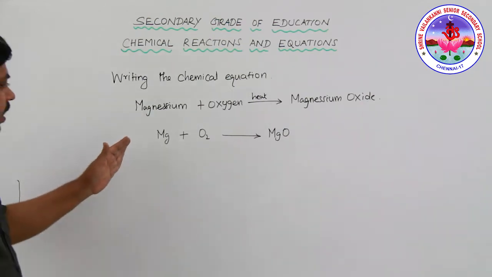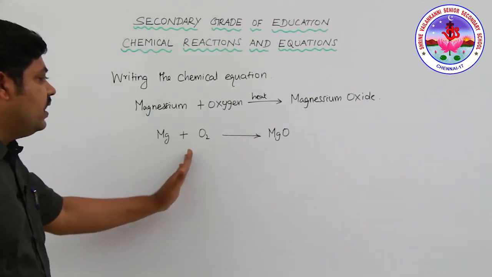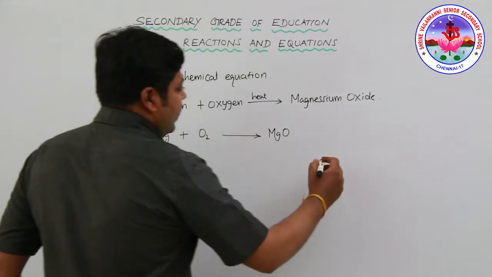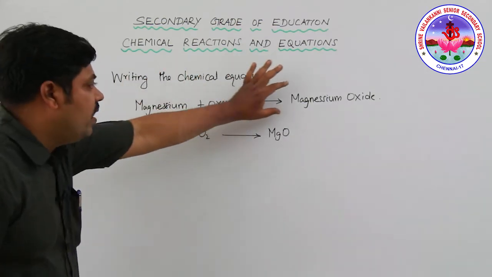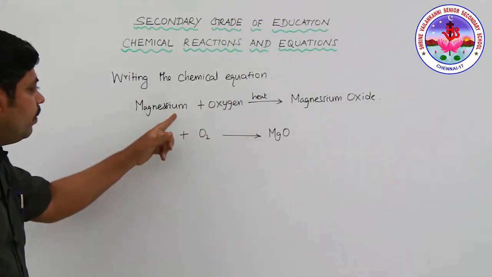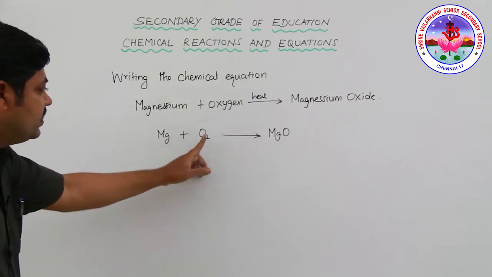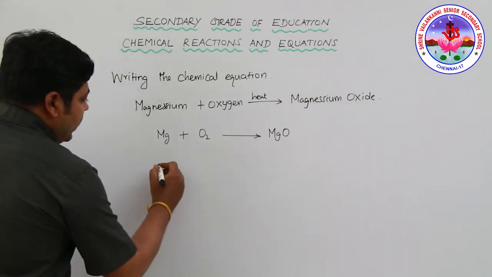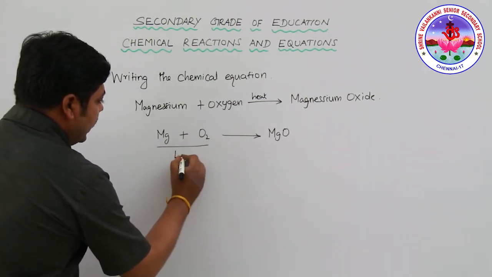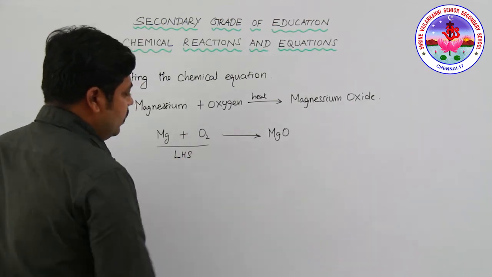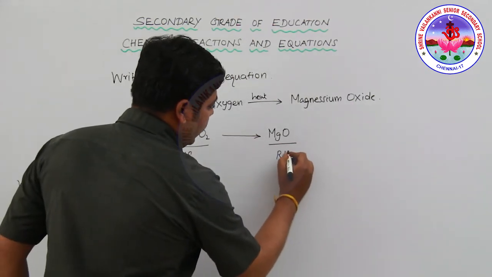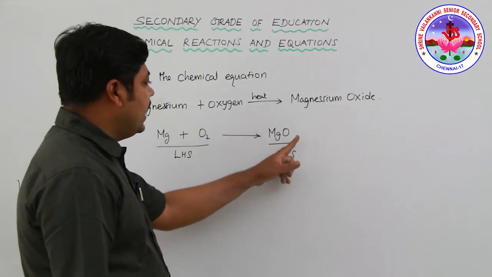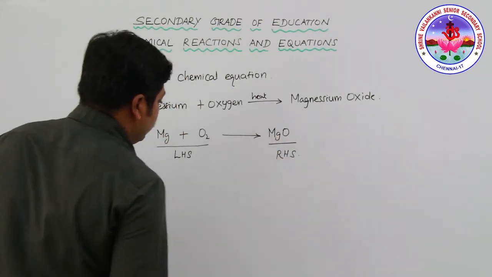Now list the number of atoms present on the left hand side and the right hand side, then balance it. The first step, you have to write the word form of this equation. Then from the word form, you have to convert to the skeletal form of the chemical compound. Then write the list of elements. This is called LHS, the left hand side elements, and this is called the right hand side elements. The left hand side elements are called reactants and the right hand side elements are called products.